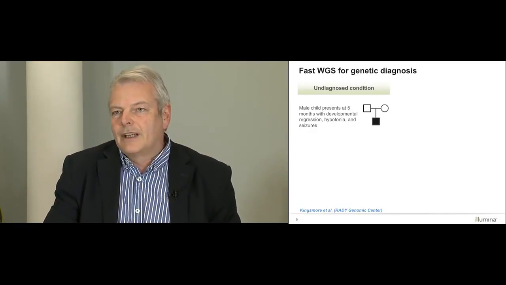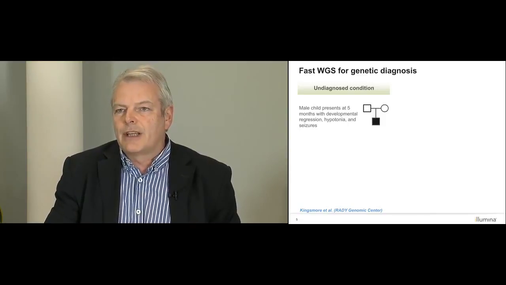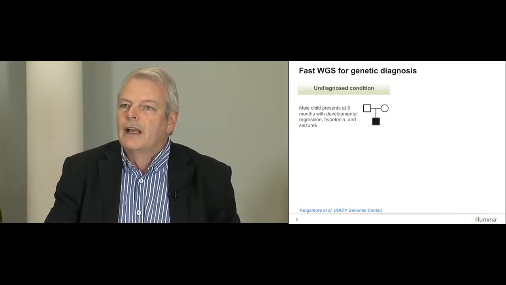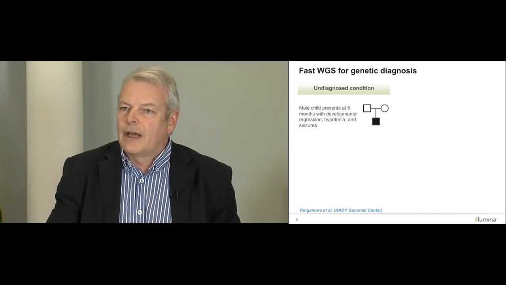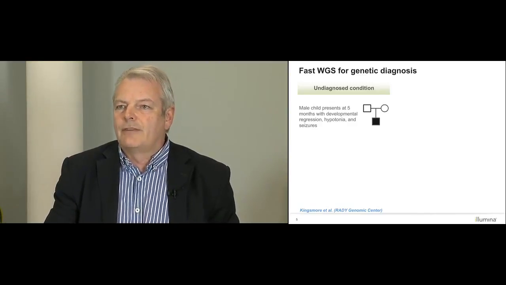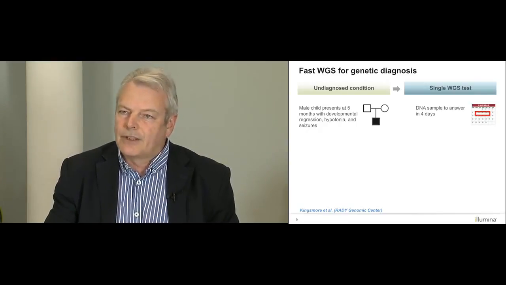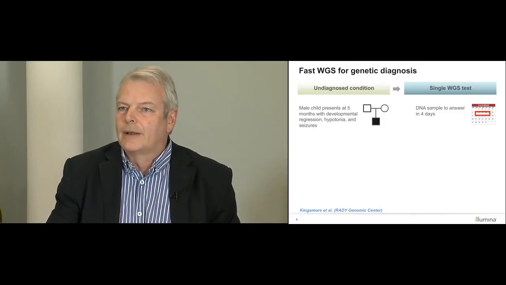We have an undiagnosed condition. A male child presents with developmental regression to two unaffected parents. Essentially the concept is that by sequencing the genome of this individual, in this case in a 4-day turnaround time, which is a clinically relevant turnaround time, we can gain the complete information from that individual's genome, which is potentially responsible for what looks like a genetic condition.